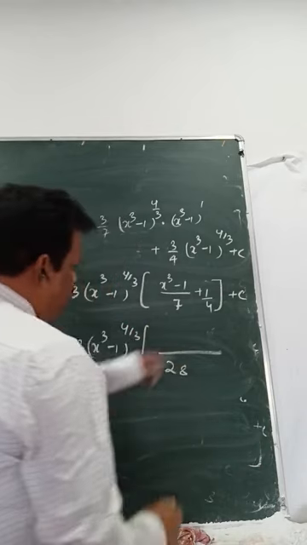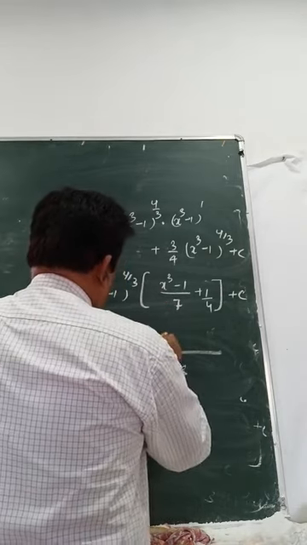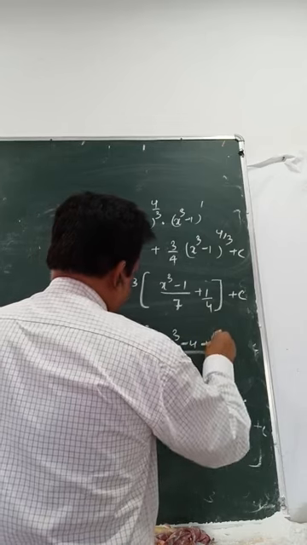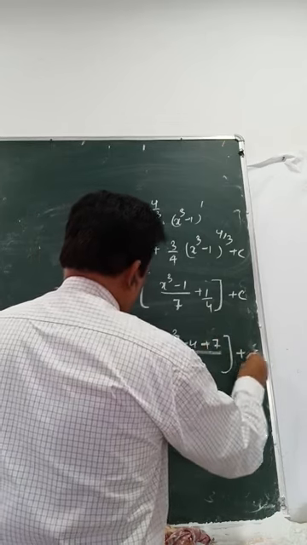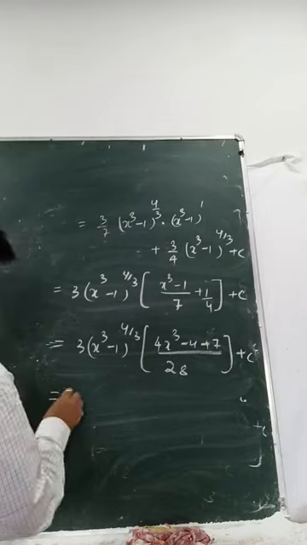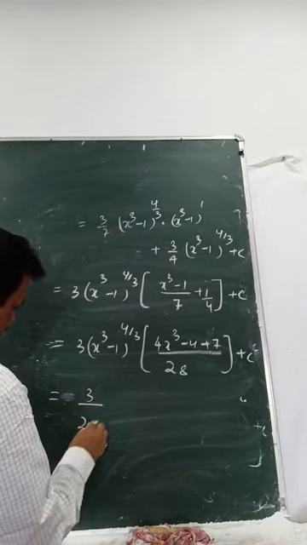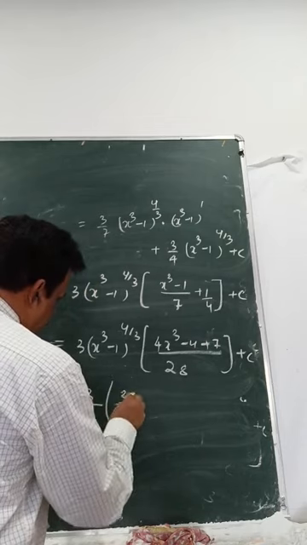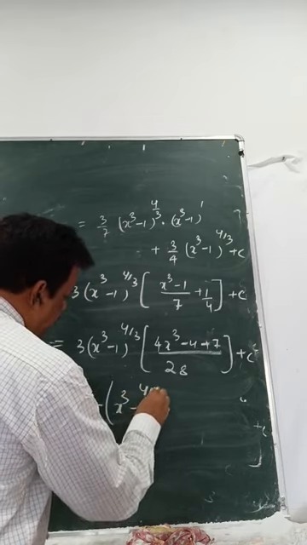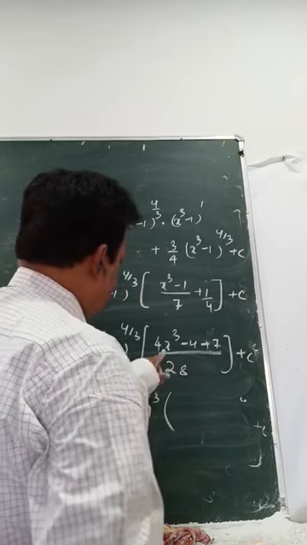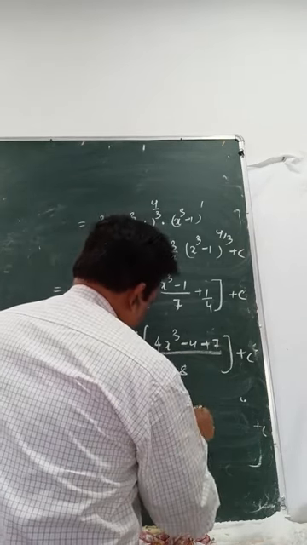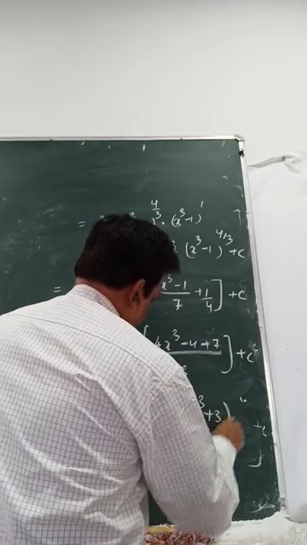28 is the LCM, so 4 will be multiplied: 4x cube minus 4 plus 7. So lastly, 3 by 28. 28 will come here. x cube minus 1 power is 4 by 3. This became 4x cube plus 3 plus.